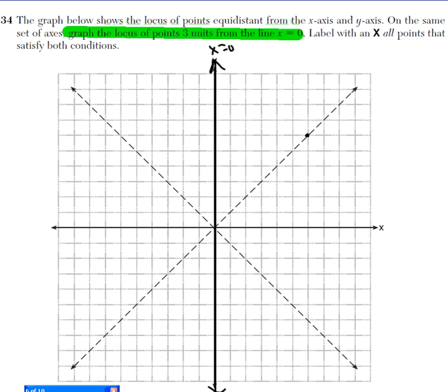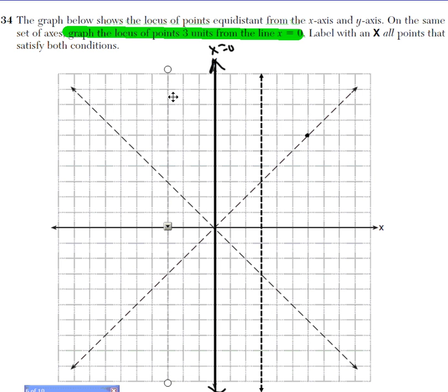And to graph all the points 3 units from the line x equals 0, you're going to sketch two parallel lines 3 units away from x equals 0. So that's going to be one line here and one line here.